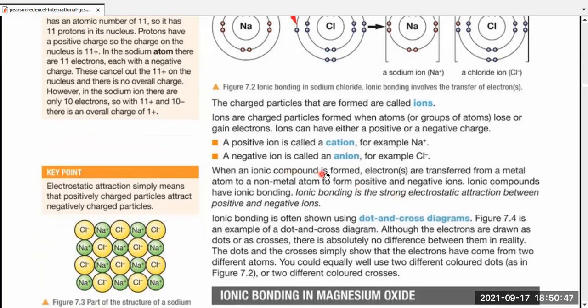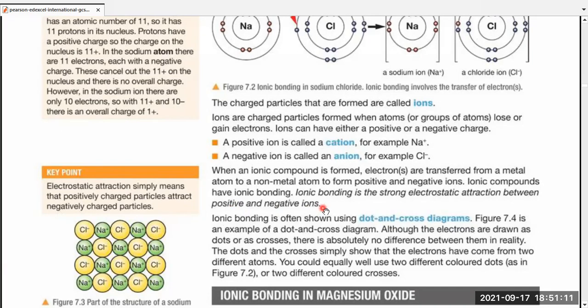Now, an ionic compound is formed when electrons are transferred from a metal to a non-metal. The metal forms the positive ion, the non-metal forms the negative ion, and ionic compounds have ionic bonding. And ionic bonding is a result of strong electrostatic force of attraction between positive and negative ions. As they are opposite charges, they're going to attract each other.